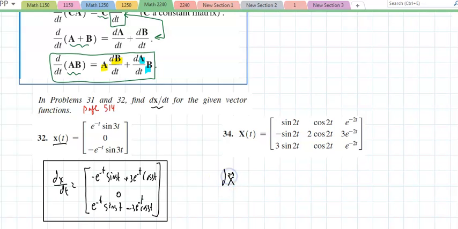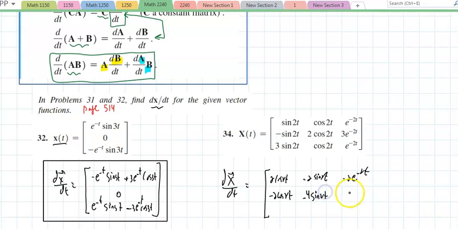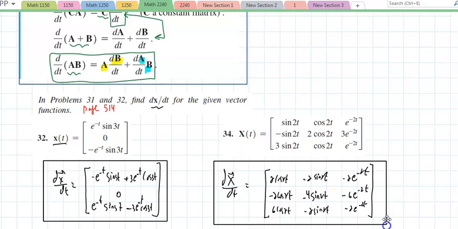And if I had a 3 by 3, so what? If I take dx/dt, that would be the derivative of each of those entries: twice the cosine of 2t, negative twice the sine of 2t, negative 2e to the negative 2t, negative twice the cosine of 2t, negative 4 times the sine of 2t, and negative 6e to the negative 2t, and 6 the cosine of 2t, negative twice the sine of 2t, and negative 2e to the negative 2t. Again, that would be my answer, and that's pretty much it.